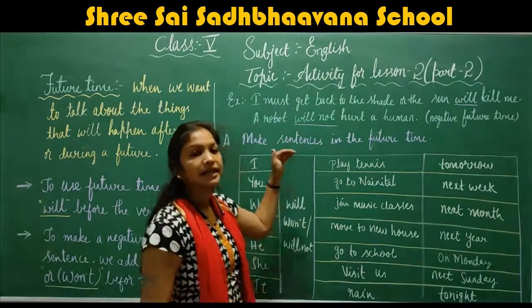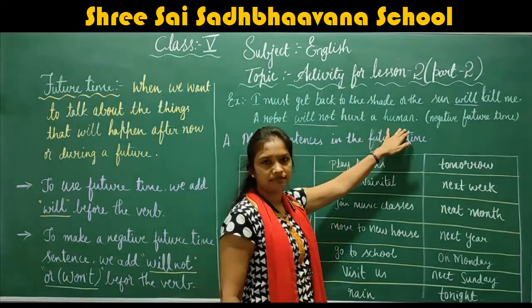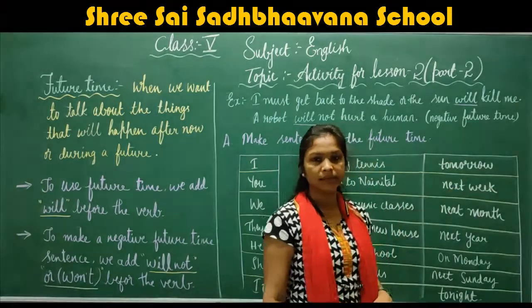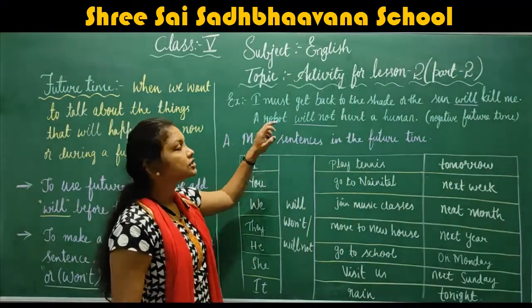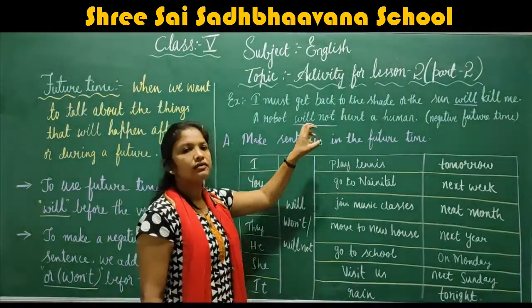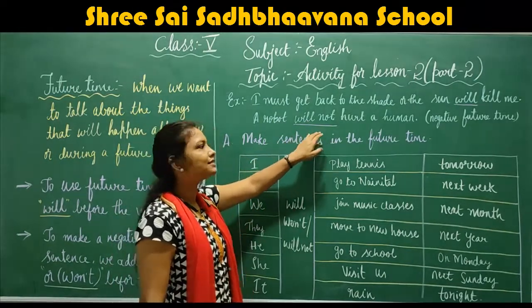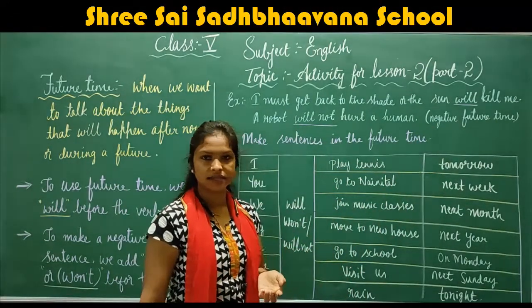Right. So what is the negative future time? A robot will not harm a human being. Okay, or a human. This is negative future time. Right. Here, to make a sentence into negative future time, we have used will not. So when the sentence has will not, that sentence will be a negative future time sentence.